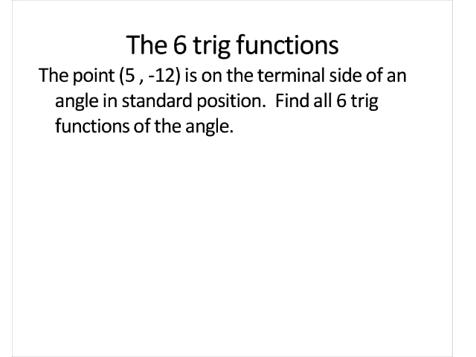Here's our first example. The point 5 comma negative 12 is on the terminal side of an angle in standard position. Find all 6 trig functions. So the first thing I'm going to do is sketch it out. So here we go. Here's my point. Let's put a point here. 5, negative 12, just an estimate. There's 5, negative 12. So we're talking about an angle, say, like this.